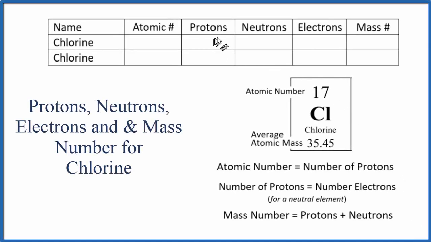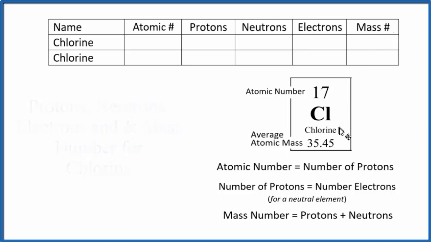In this video, we'll find the protons, neutrons, electrons, and mass number for chlorine. So chlorine has two predominant isotopes that we'll look at. We'll talk more about isotopes later. What we'll do first is figure out the information that's the same for all isotopes of chlorine.